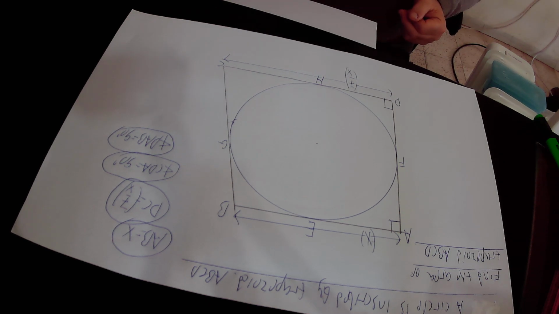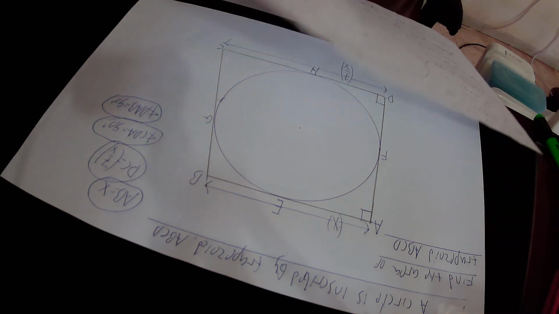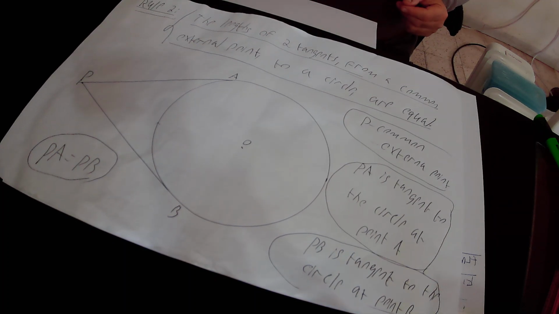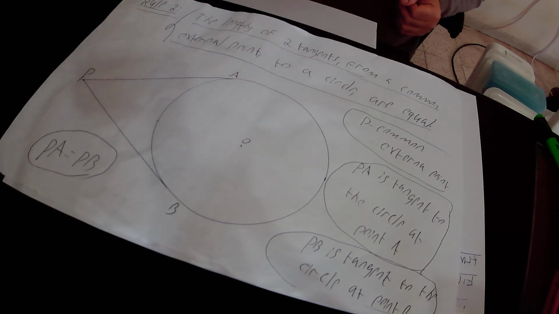So here we can implement rule 2. I'll repeat quickly on rule 2. According to rule 2, the lengths of two tangents from a common point to a circle are equal. So in the drawing we have a circle, and this is the connection point, point P. From this point P, we have two tangents to this circle, tangent PA and tangent PB. According to this rule, they are equal to each other. That is to say, PA equals PB.